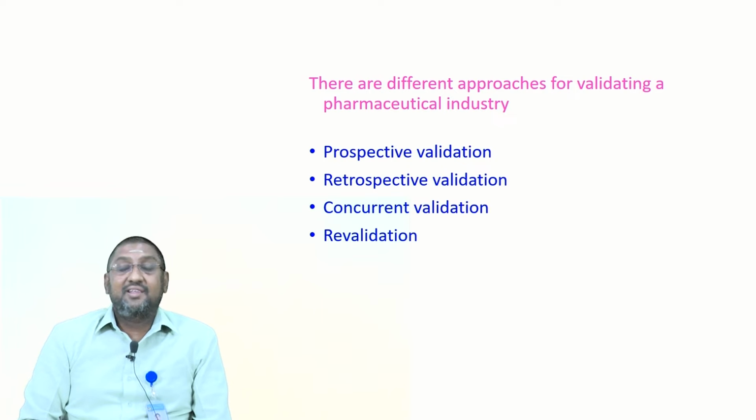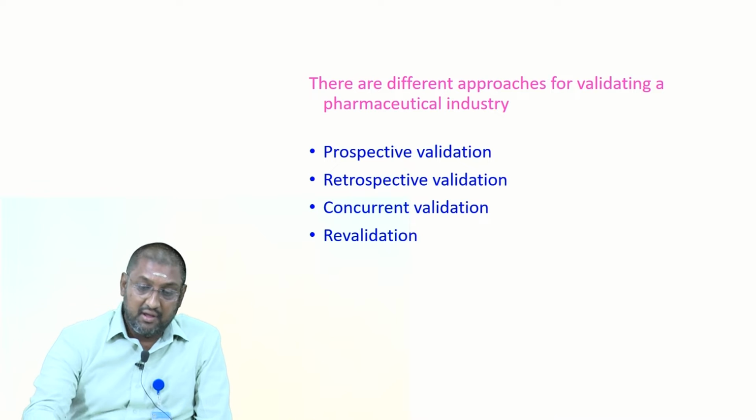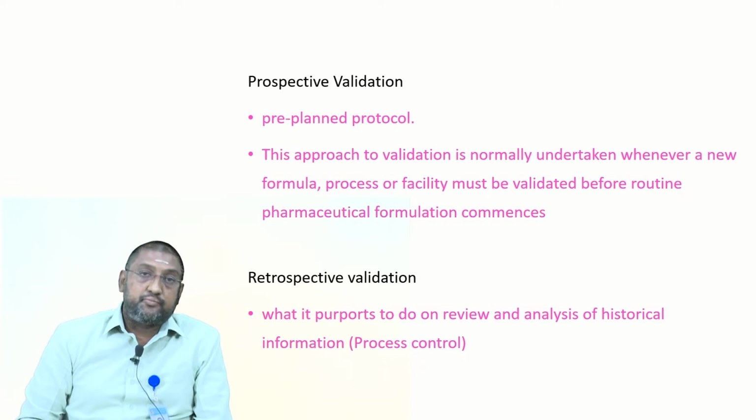Next, what are the approaches normally practiced in the pharmaceutical industry, especially in validation? The first one is called prospective validation, the second is retrospective validation, the third is concurrent validation, and the fourth is revalidation. What is prospective validation? Prospective validation is nothing but a pre-planned protocol.